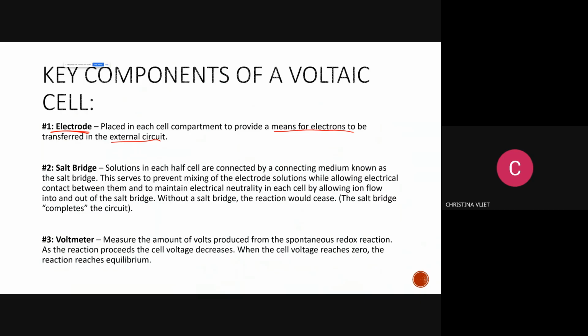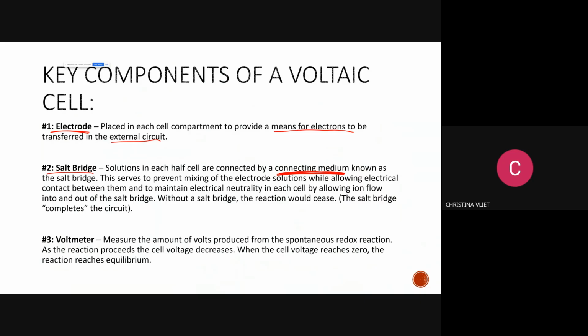Salt bridge. These solutions in the half cell are connected by this medium called a salt bridge. It can be a gel. You can do a salt bridge where you have a gel, and in that gel you have an ionic compound. We're going to do something much simpler than that. We're literally going to take a paper towel and soak it in salt. And that'll be our salt bridge. And then we'll connect the paper towel between the two beakers. So it's just some medium to allow for ion flow.